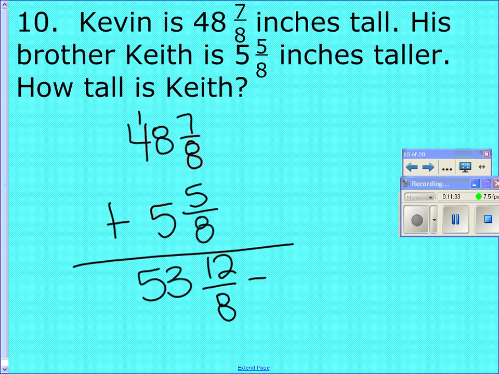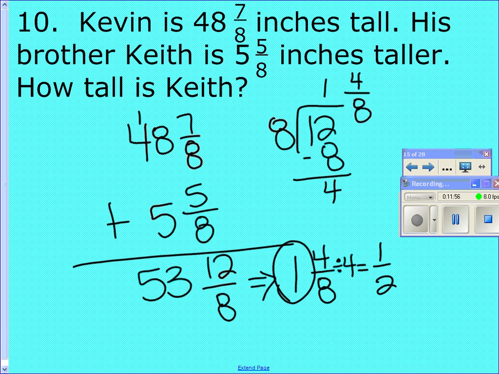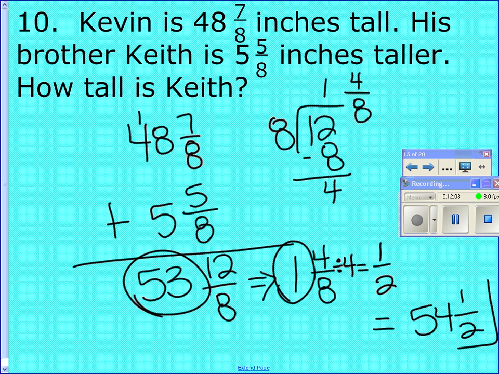We have an improper fraction here, so we're going to divide. 8 goes into 12 one time. 12 minus 8 is 4. 4 becomes the numerator. The denominator is 8. So you have 1 and 4/8. But 4/8 can be simplified by 4, which is 1/2. So you have 1 and 1/2. Remember to add your whole numbers. So your final answer is 54 and 1/2. Remember to always simplify.